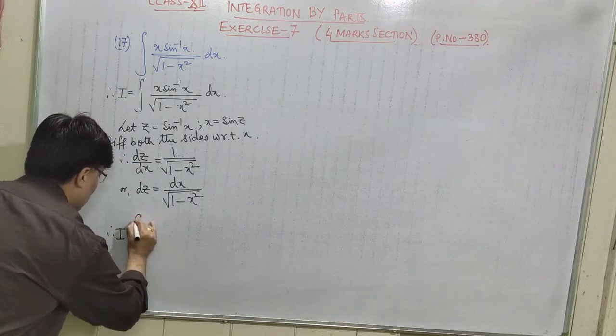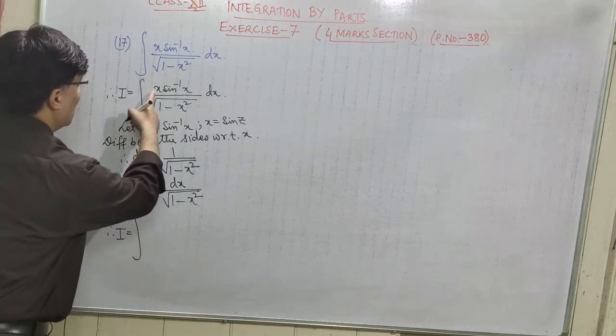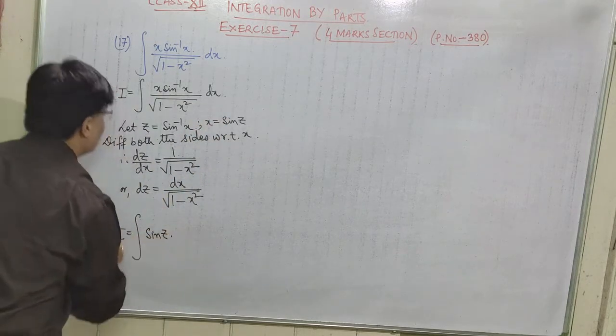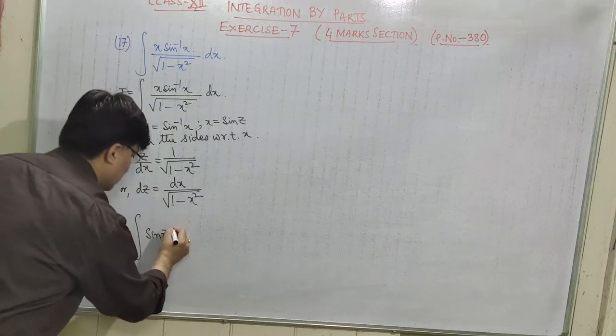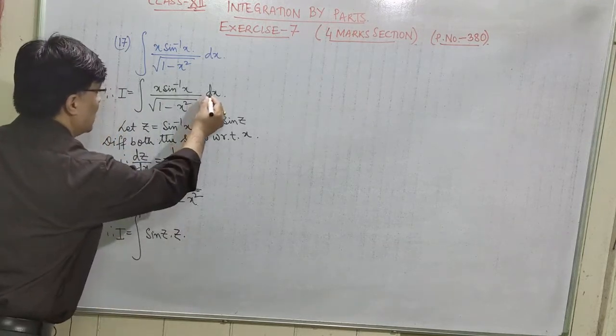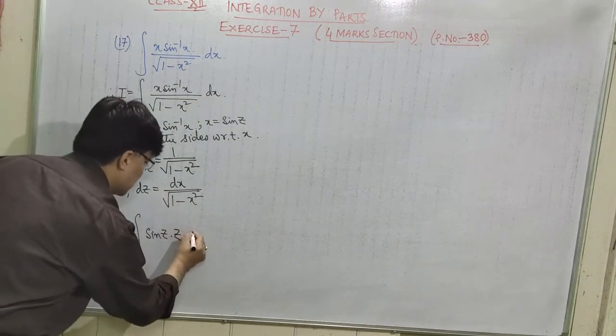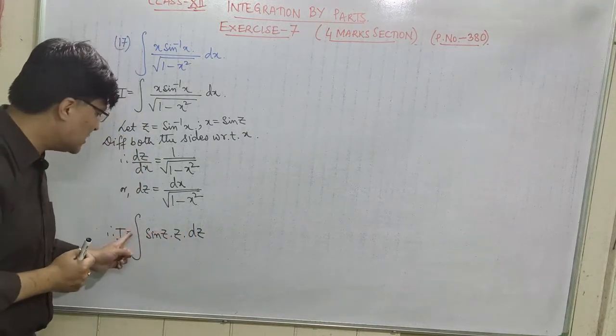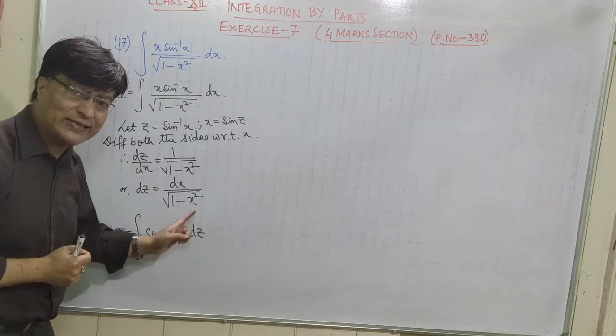Therefore I is equal to integration of, what is x? Sine z, into, what is sine inverse x? z. And what about dx upon root over 1 minus x square? It is dz. Is that clear? Now this is integration of sine z into z dz.